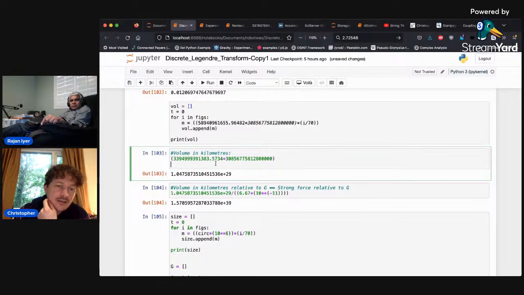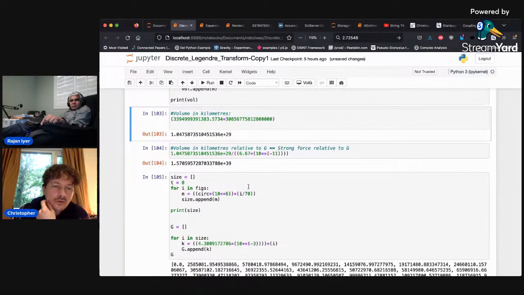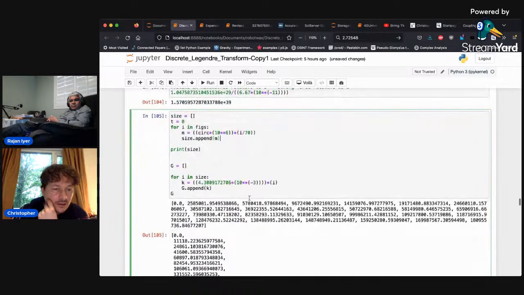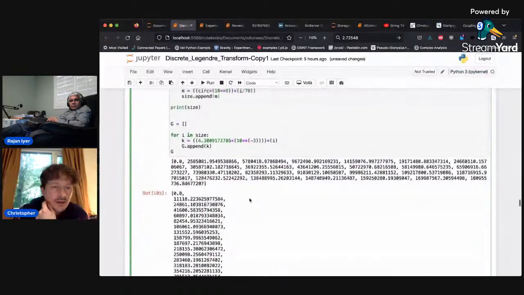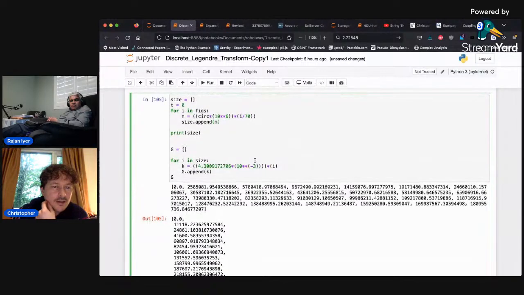So if we take the volume in kilometers, we get this number. And then if we take the volume in kilometers relative to g, it gives us 1.5 to the 39, which is kind of like what the strong force relative to the gravitational force is like, but I'm not entirely sure if that's completely accurate. Not entirely sure what's going on here.